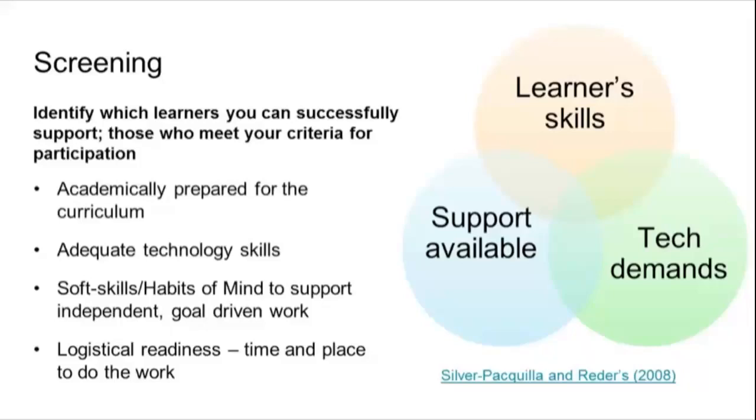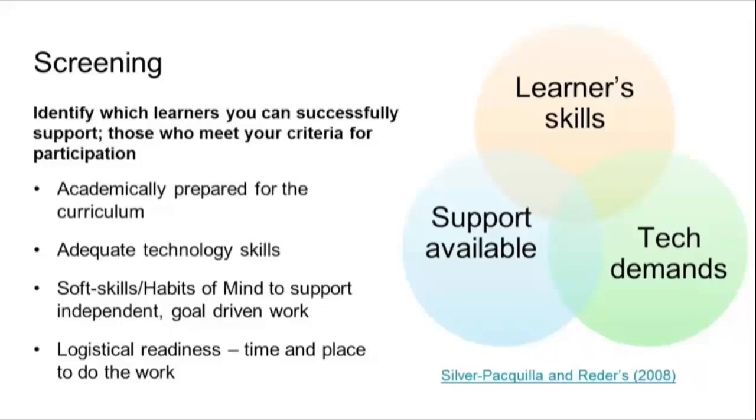So what does adequate support available mean? In 2008, Heidi Silver-Pacuilla and Steve Reder published a paper that's a meta-analysis. It's like a big lit review of past literature on trying to understand the skills required to succeed in online learning. And Mike can chat the link if you want. Essentially, what they found is that anyone can succeed online if you have equitable distribution amongst these three components that you see in the Venn diagram.